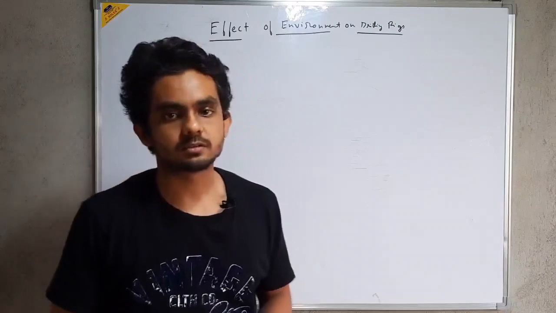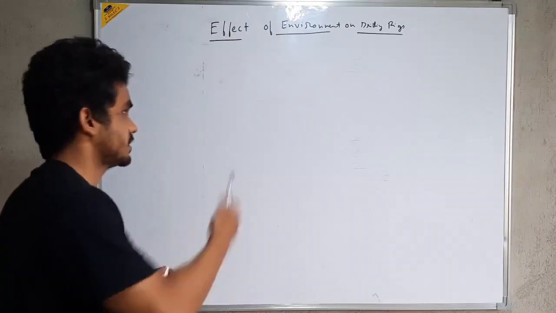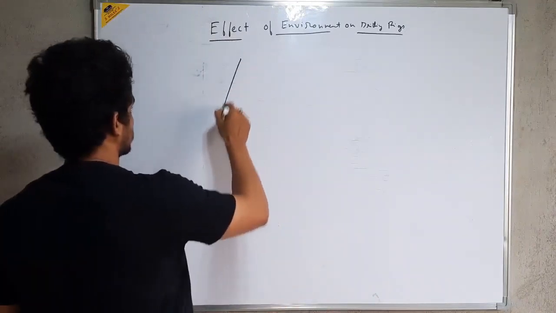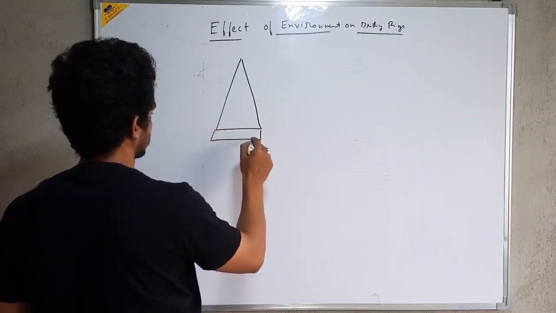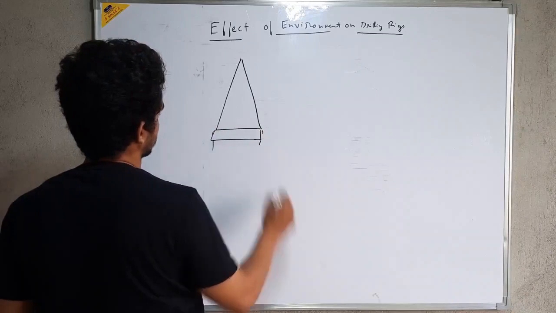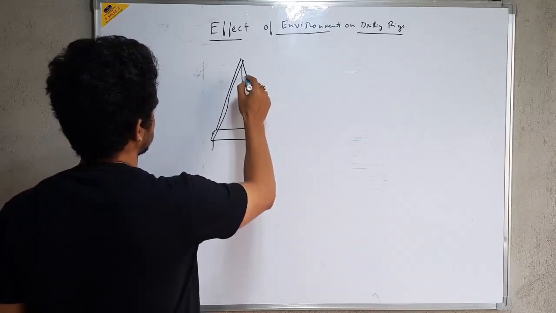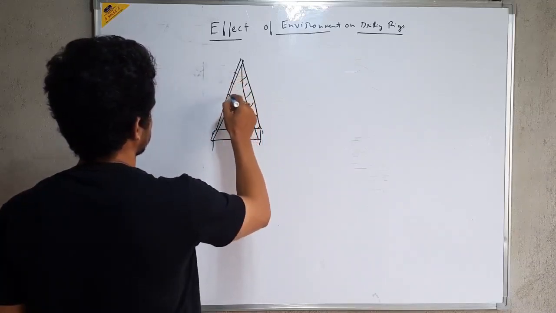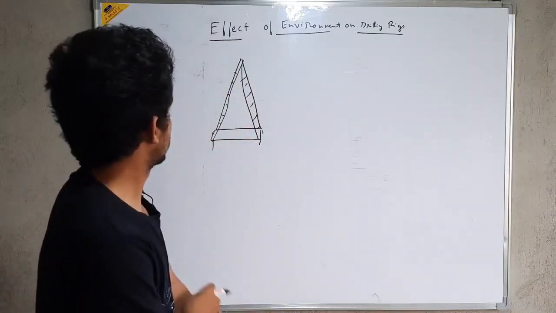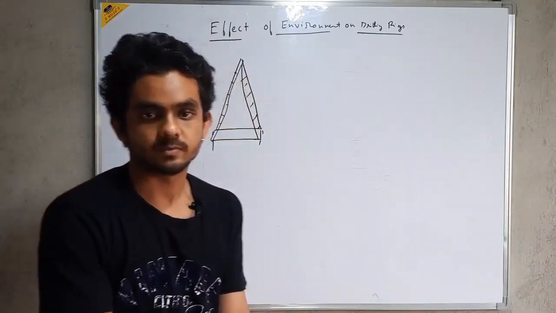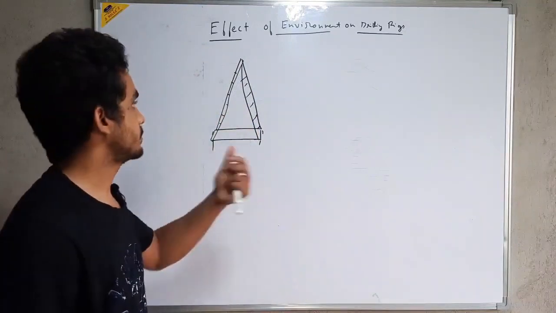Okay, so the next topic is effects of environment on the drilling rig. When we say drilling rig, here we are talking about the mast. This mast here has to support two forces, we can say. That means two forces are acting on this mast and it should be strong enough to overcome those two forces.